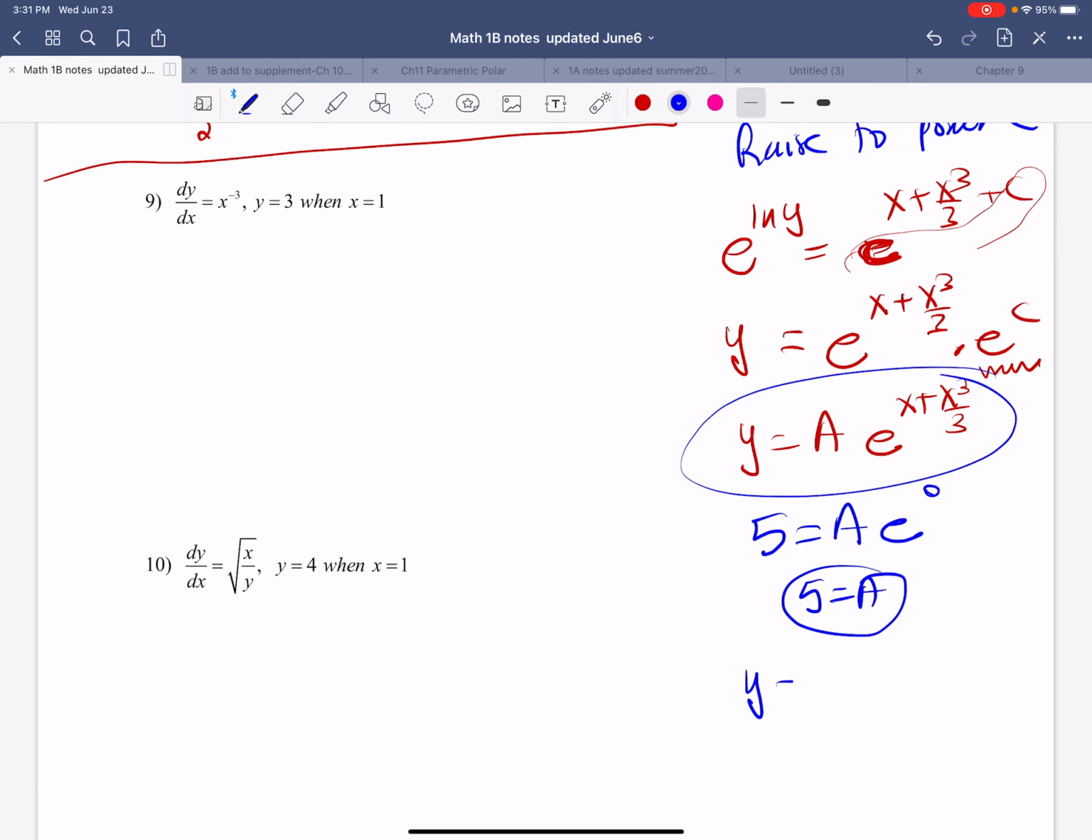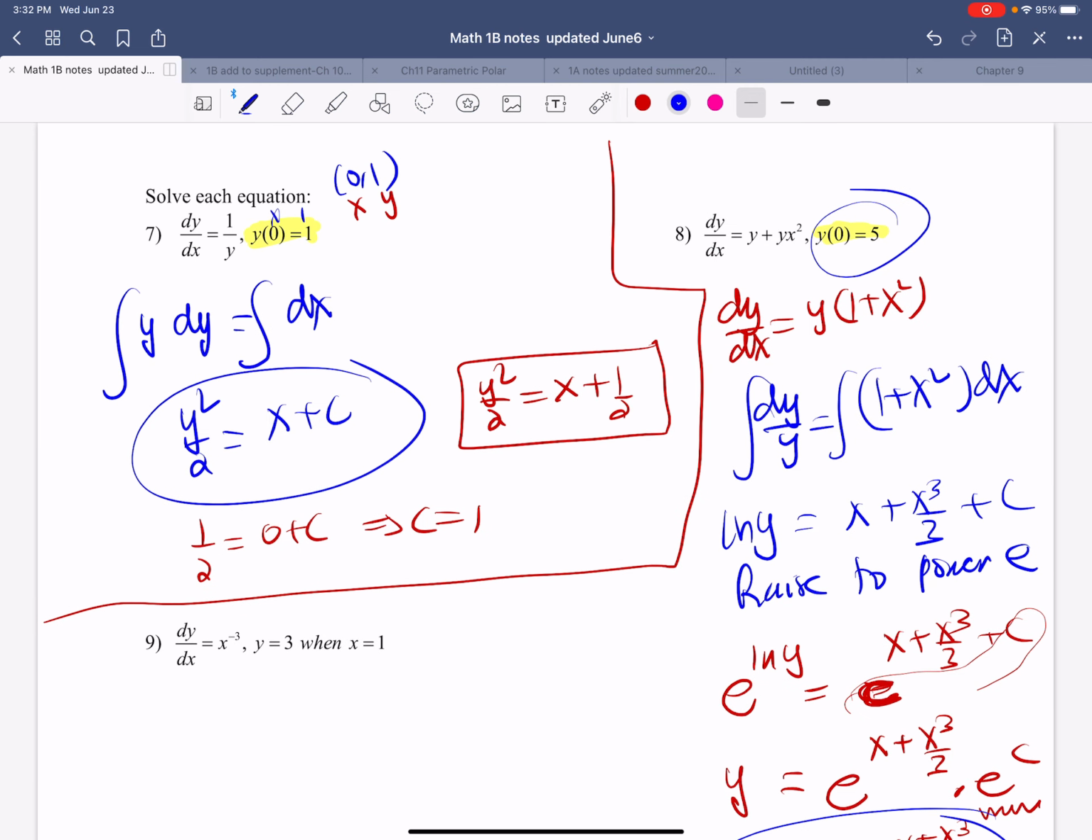My specific solution is y is equal to 5 e to the power x plus x cubed over 3. That looks good, and that is my particular solution passing through this point.